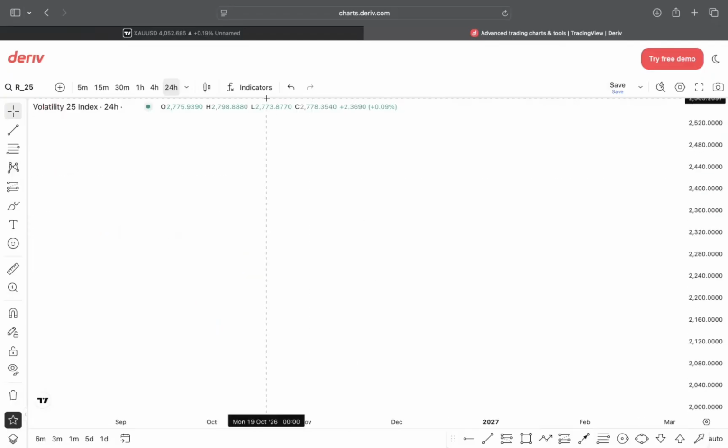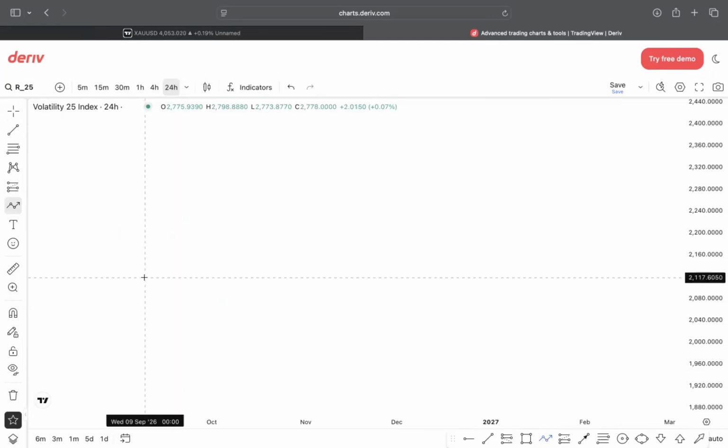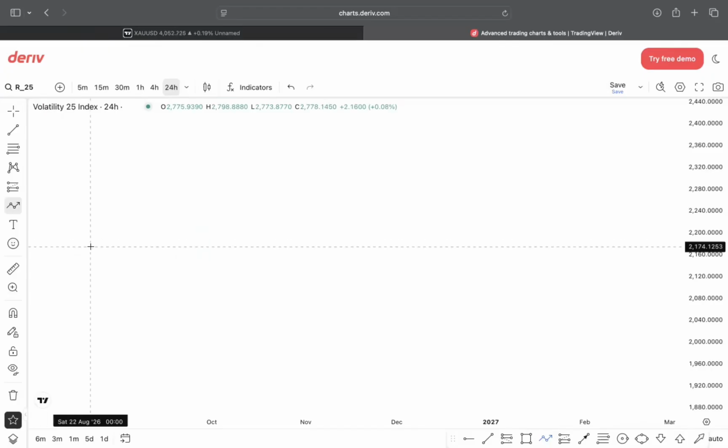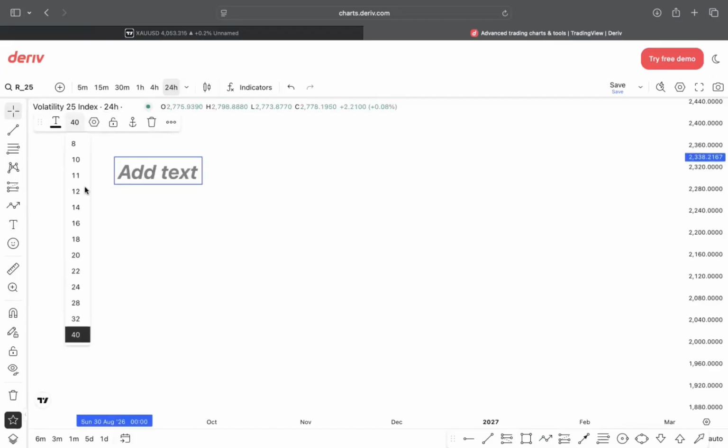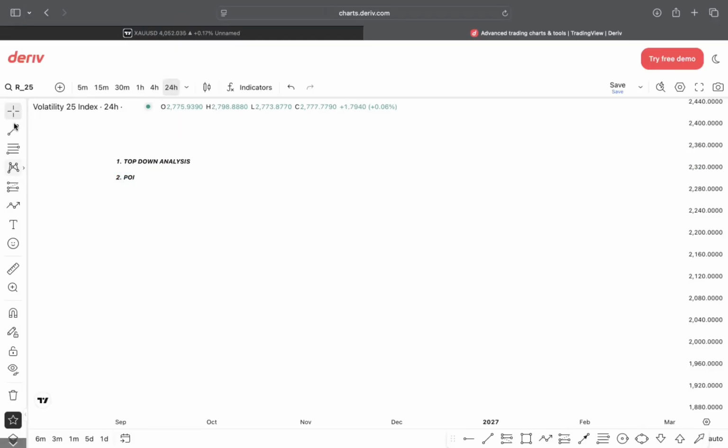Now let's recap my strategy for people that are joining for the first time. For me to have my setup, the first thing that I need is a very good top-down analysis. And then I follow suit and I have my POI. In my POI, the first thing that I wait for is a sweep of liquidity.